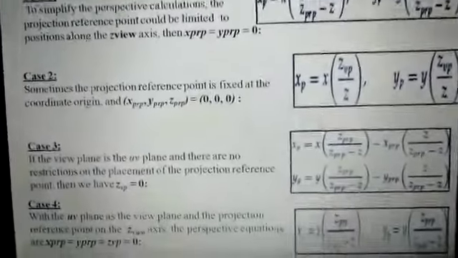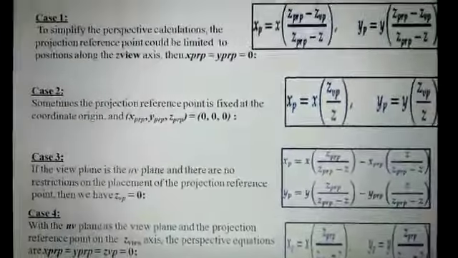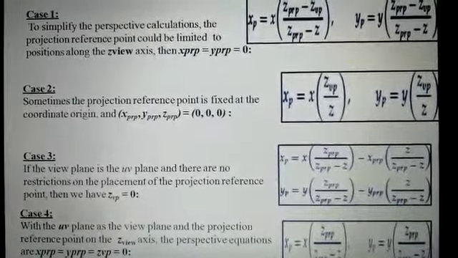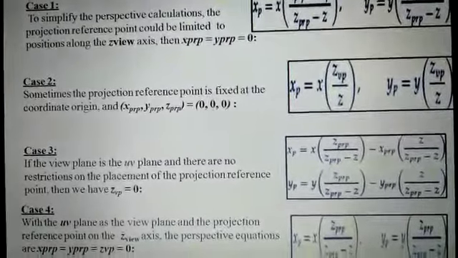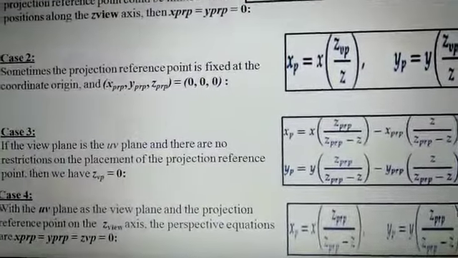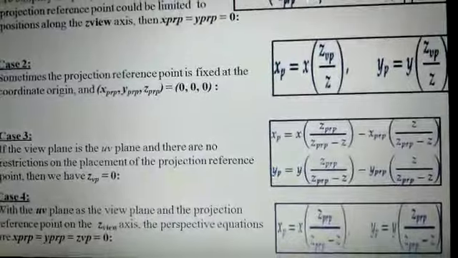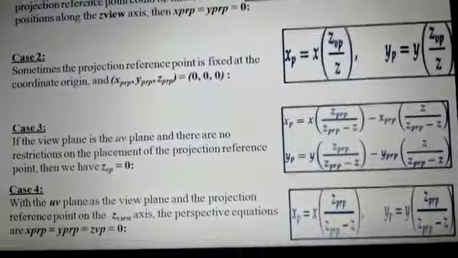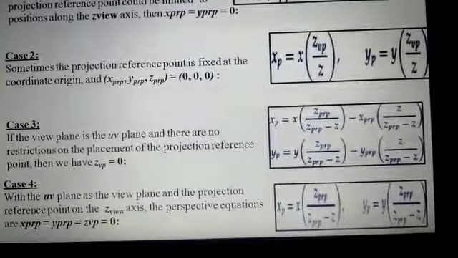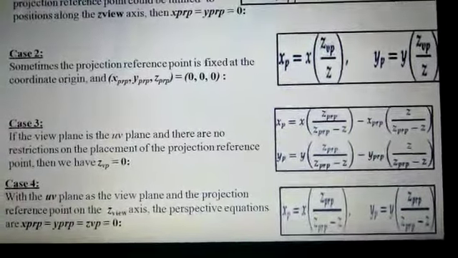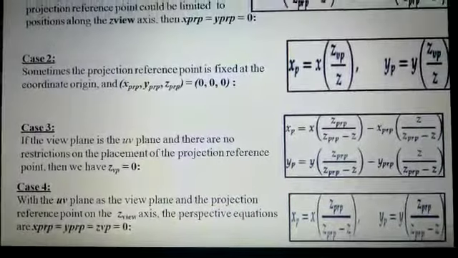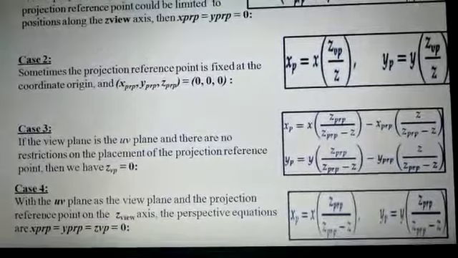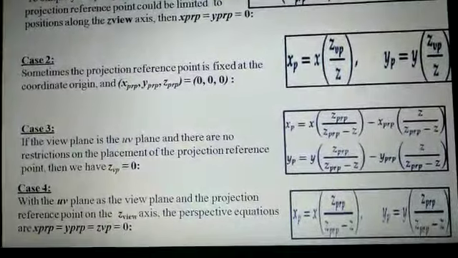In case 3, if the view plane is the uv plane and there are no restrictions on the placement of the projection reference point, then we have the zvp value as 0. Then we can conclude once again xp and yp and so on in case 4. So we can conclude these xp and yp formulas with respect to the different cases of x and y with respect to z and zvp.